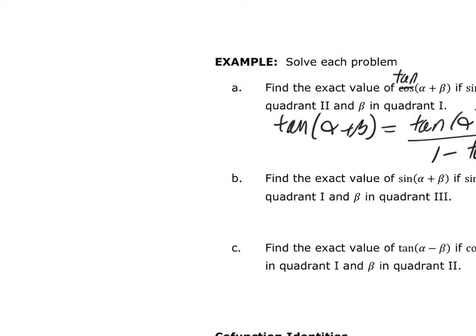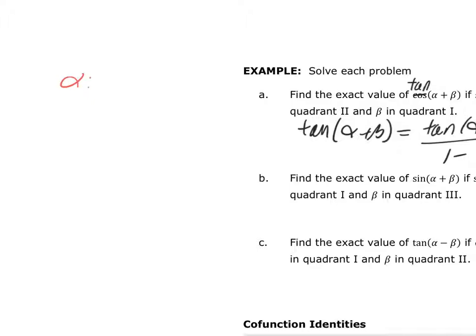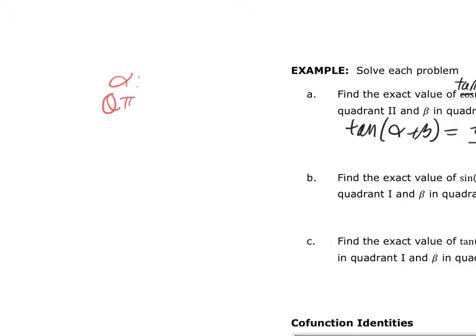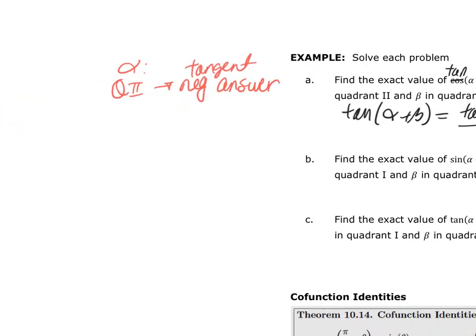So I'm going to work with my alpha over here, and I know I'm in quadrant number 2 for alpha. If I'm in quadrant number 2 for alpha, that means if I'm chasing tangent, do I expect tangent to be a positive answer or a negative answer? Negative. So I'm expecting tangent to have a negative answer. So I use the information that I know. They're giving me the sine, yep, sine. So they're telling me the sine of alpha is 3 over 5.